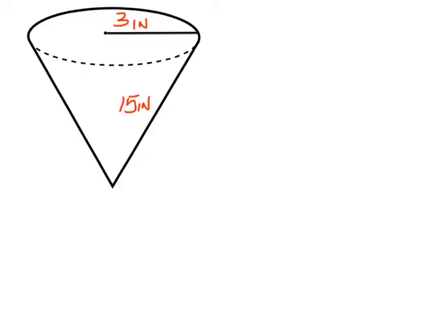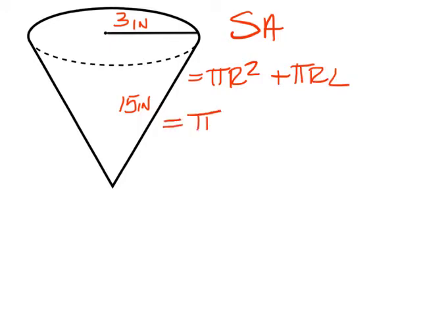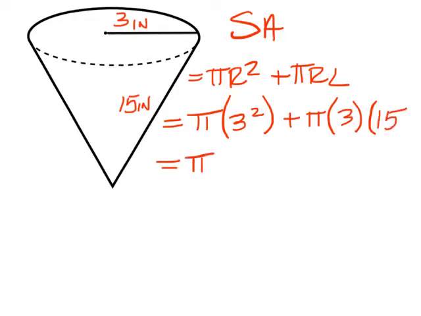Example number 1. The radius of the cone is 3 inches and the slant height is 15 inches. Find the surface area of the cone. Again, it is pi r squared plus pi rl. Use the pi button on your calculator, but simplify first in your work. R is 3, so we have 3 squared. And then we're going to add to that pi times the radius without squaring it, and then times the slant height 15. So that's pi times 9, and then plus pi times 45.